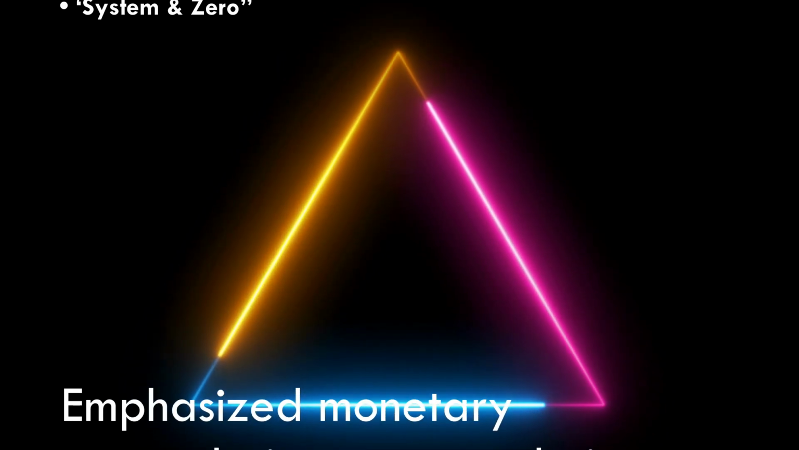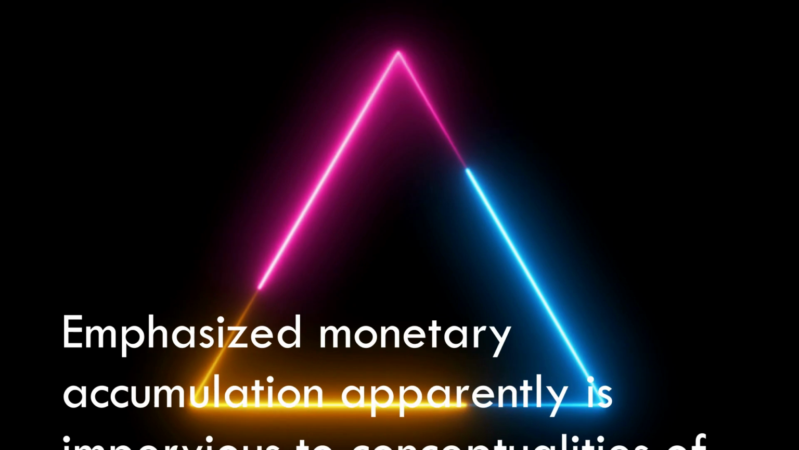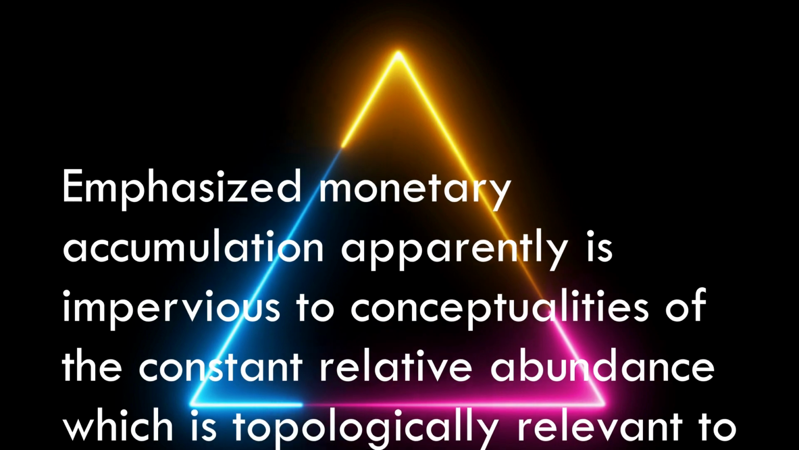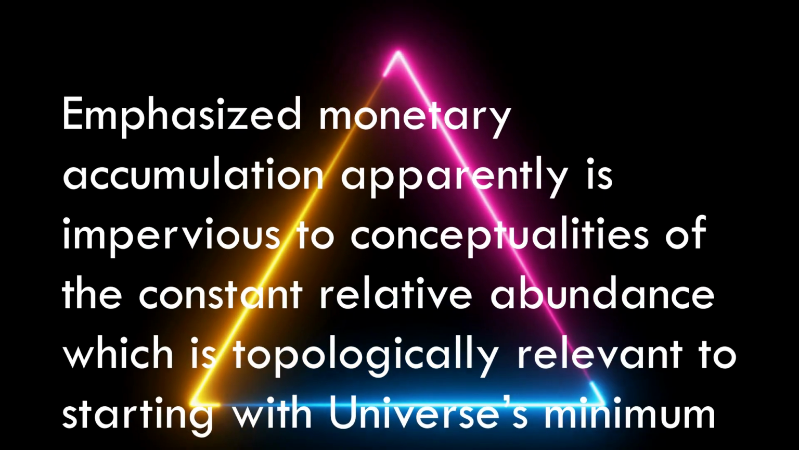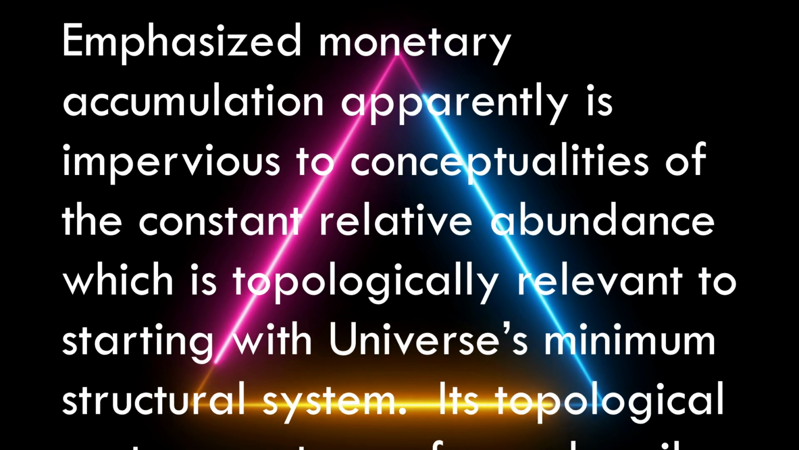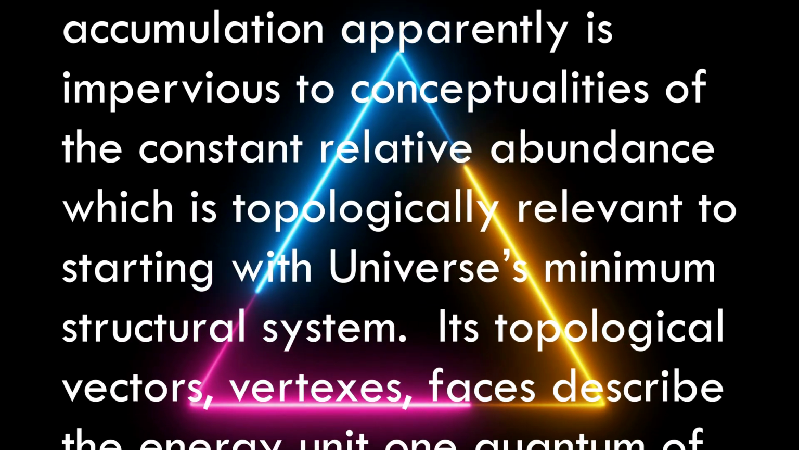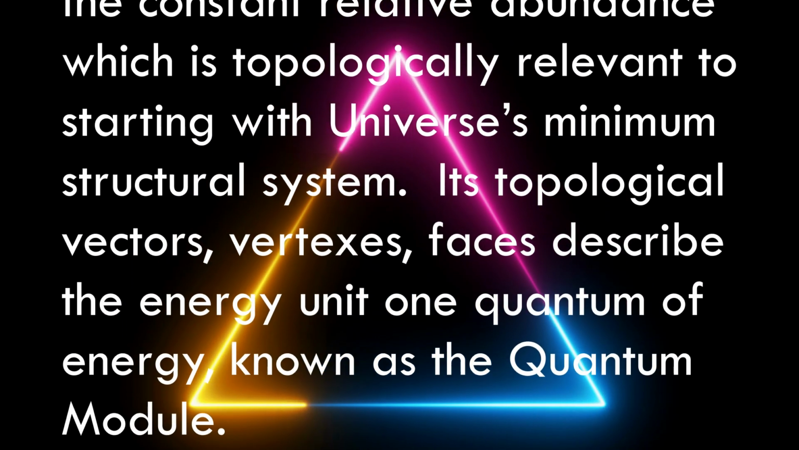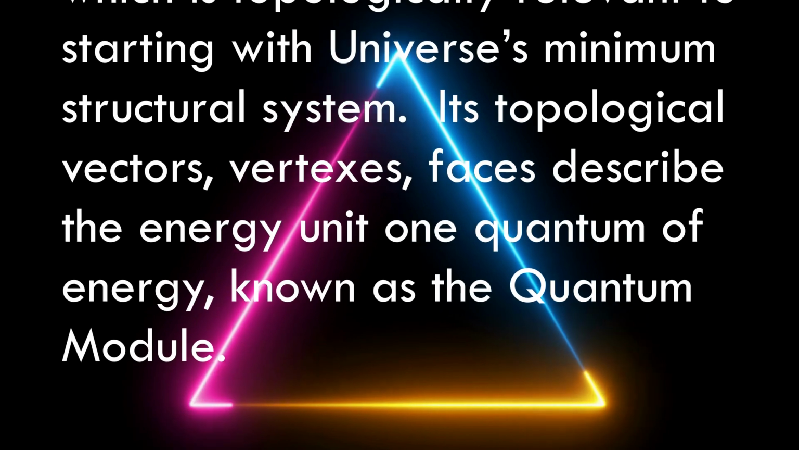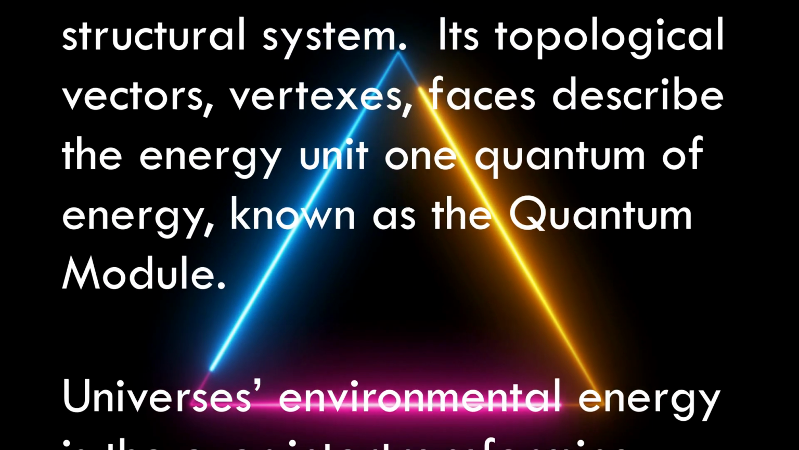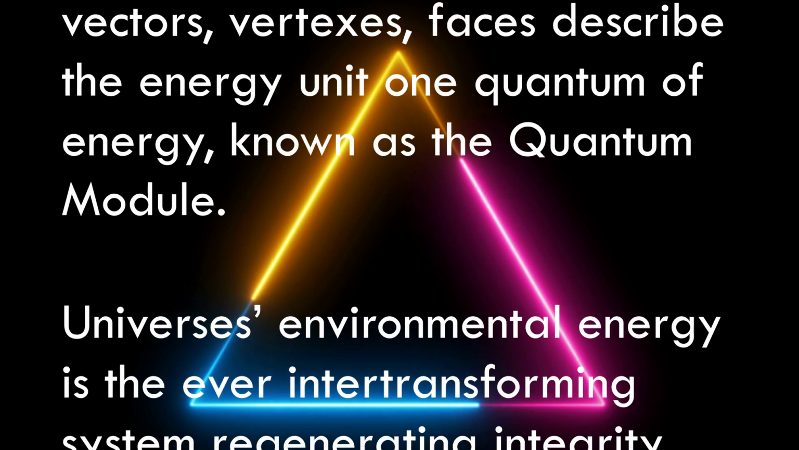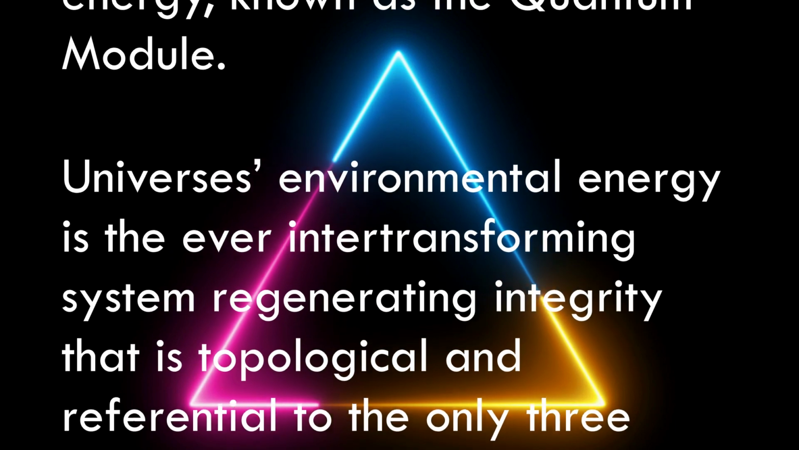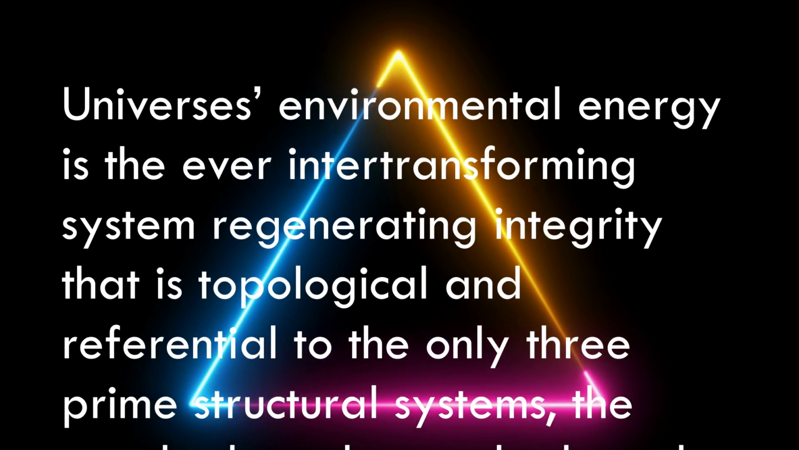Emphasized monetary accumulation apparently is impervious to conceptualities of the constant relative abundance, which is topologically relevant to starting with universe's minimum structural system. Its topological vectors, vertexes, faces describe the energy unit, one quantum of energy known as the quantum module. Universe's environmental energy is the ever intertransforming system regenerating integrity that is topological and referential to the only three prime structural systems, the tetrahedron, the octahedron, the icosahedron.